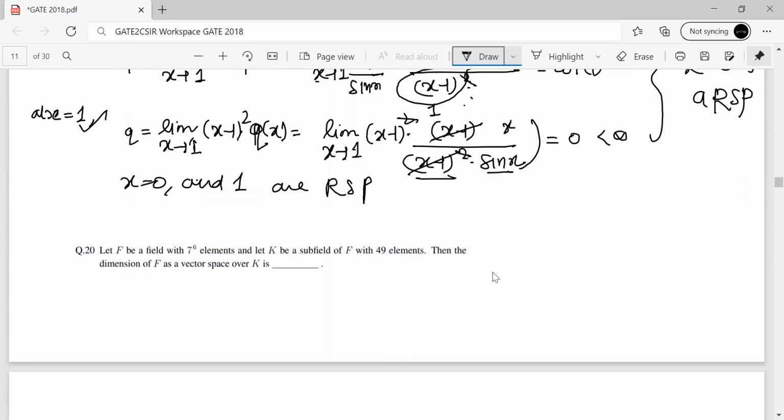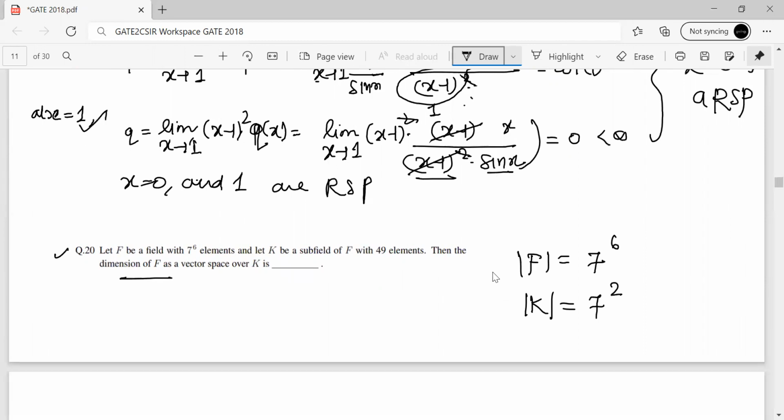Okay, now let's solve question number 20. This is obvious and quite easy. So let F be a field of 7 power 6 elements. So the cardinality of F is 7 to the power 6, and K be a subfield. So K is a subfield with 49 elements, so that is 7 power 2. Then the dimension of F.